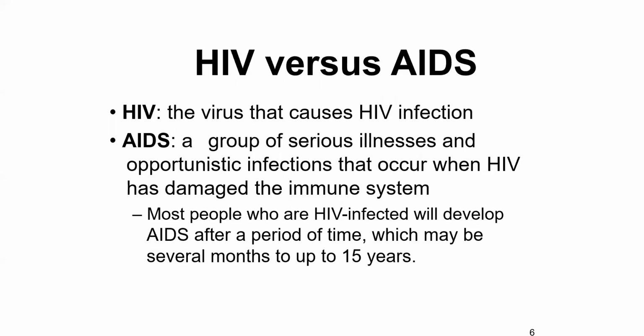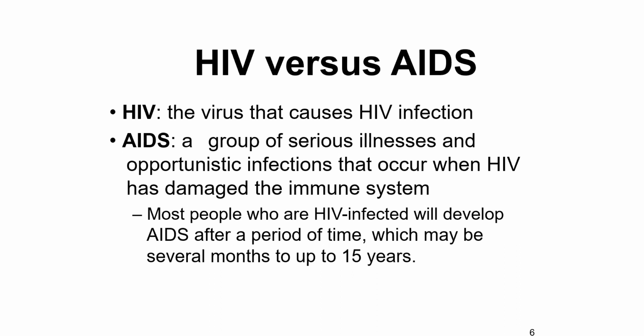I think there's also been a challenge in terms of people not understanding the difference between HIV and AIDS. HIV is the virus which causes AIDS. So if you get HIV, usually we say you've got HIV infection. This HIV infection can then progress to AIDS, which is a group of serious illnesses and opportunistic infections.